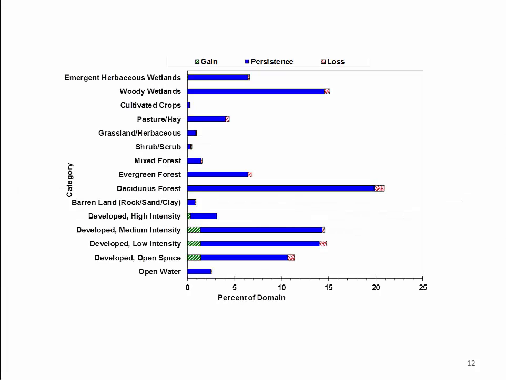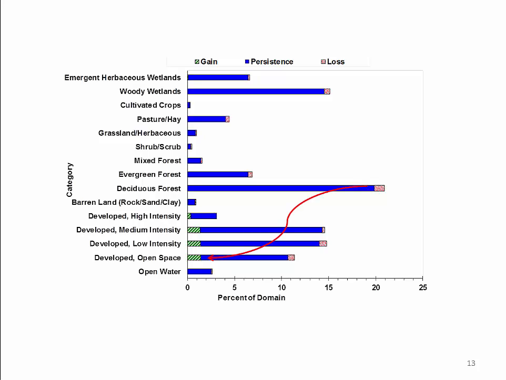Another way of looking at the transitions is with this graph, where the horizontal axis is the percent of the study extent. We have a segmented bar for each of the 15 categories. The green striped segment shows the size of the gain. The blue solid segment shows the size of the persistent, and the red dotted segment the size of the loss. The bars show that the developed categories are very dynamic.